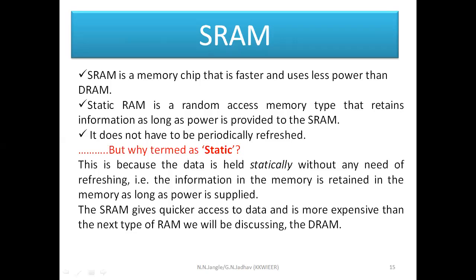Why is this called SRAM, static random access memory? This is because the data is held statically without any need of refreshing. There is no need to refresh the data. That is, the information in the memory is retained as long as power is supplied. The SRAM gives quicker access to data and is more expensive than the next type of RAM that we are going to discuss in the next part. So the next type of RAM is what? DRAM.